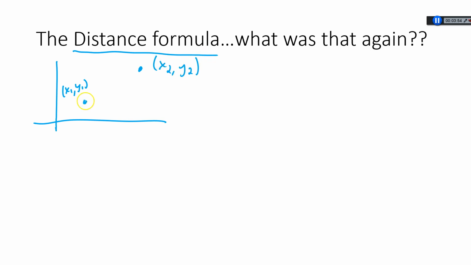So we want to know the distance between them. Let's use a different color for that. Let's make it red. So we know the distance between them right here. That's what we want to know. I'm going to call it D. Okay, there's our D with my horrible handwriting.